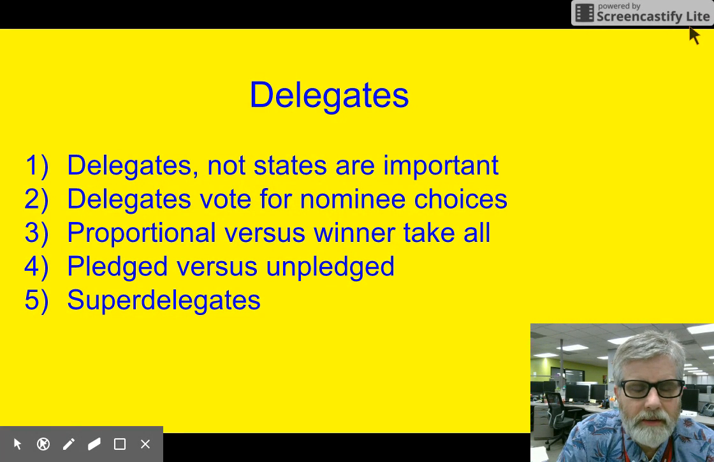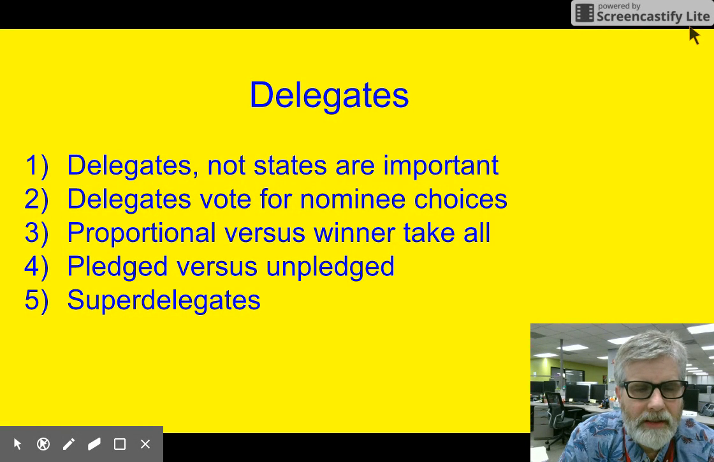In the Republican Party, they need 1,237 delegates to actually win the nomination for president, and that's basically taking the total delegates divided by 2 plus 1 to get the half. In the Democratic Party, I think it's 2,468 delegates that's needed to win the nomination. The delegates are important, not the states.